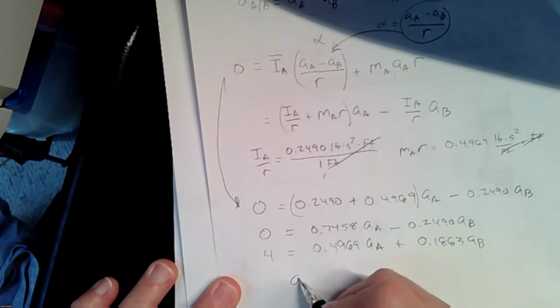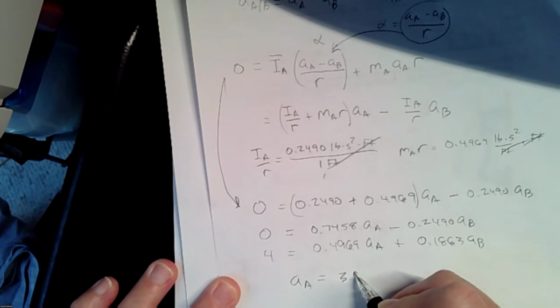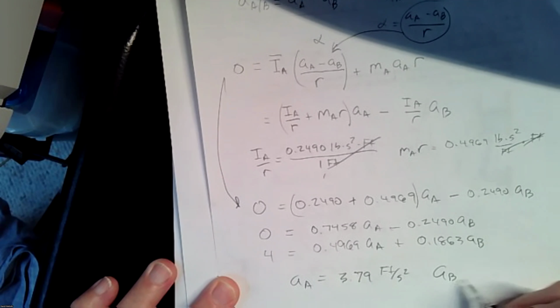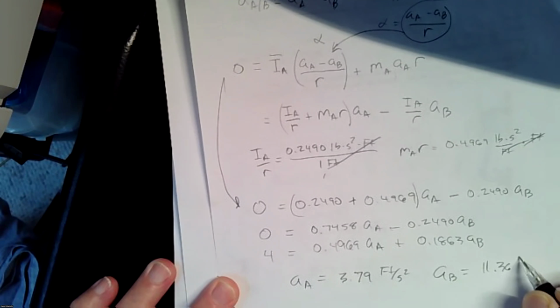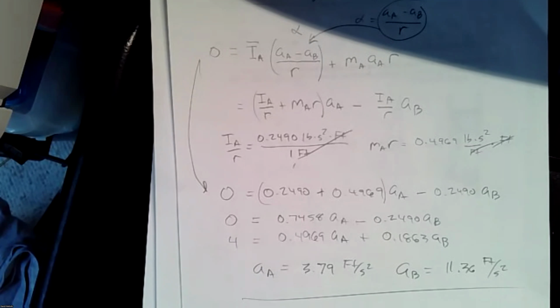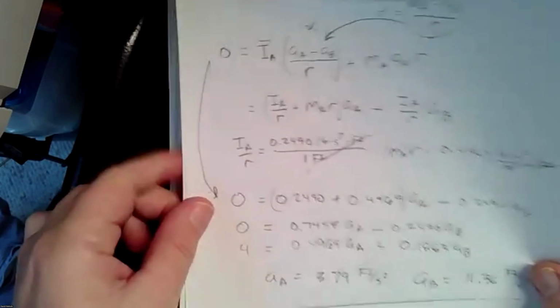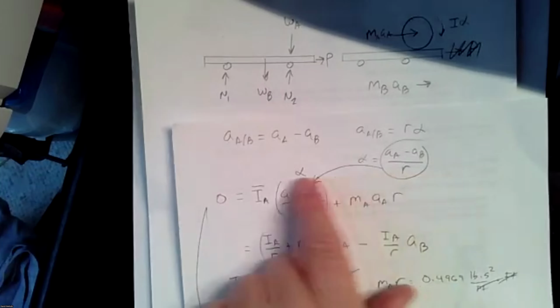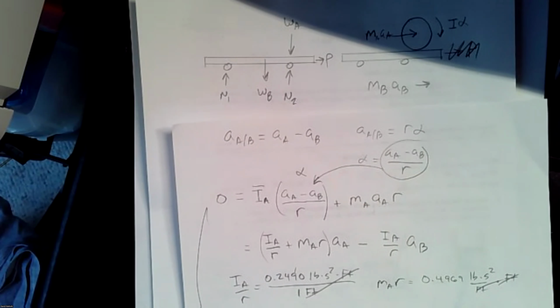So it turns out that the acceleration A gives me 3.79 feet per second squared. And acceleration B is 11.36 feet per second squared. And that's it, just like that. Okay. So it seemed more difficult. Most of it's algebraic manipulation. The relationship of the I alpha, this one here, is probably the trickiest part. But hopefully that gives you a better sense of everything. So that's where we're at for this.